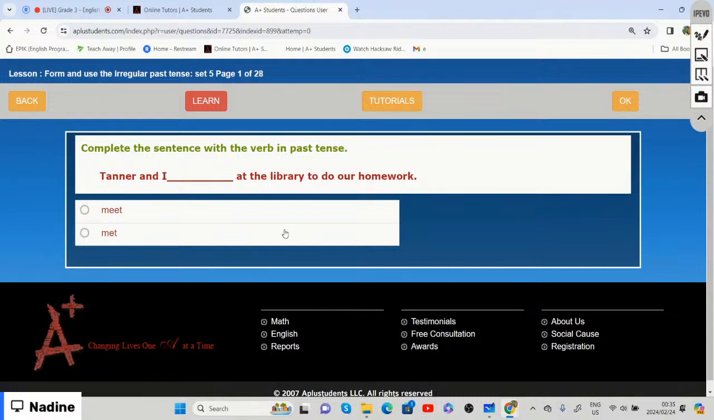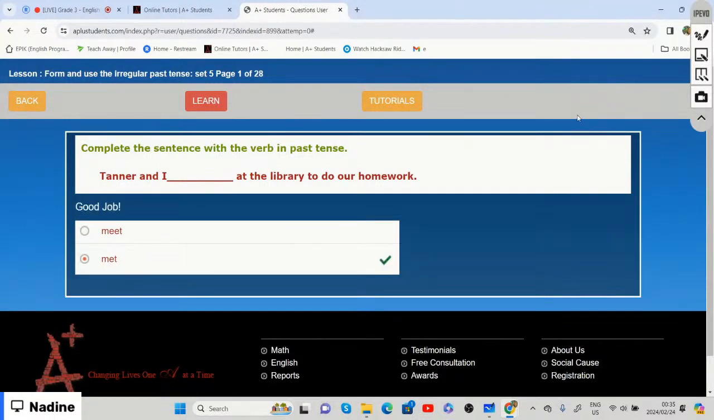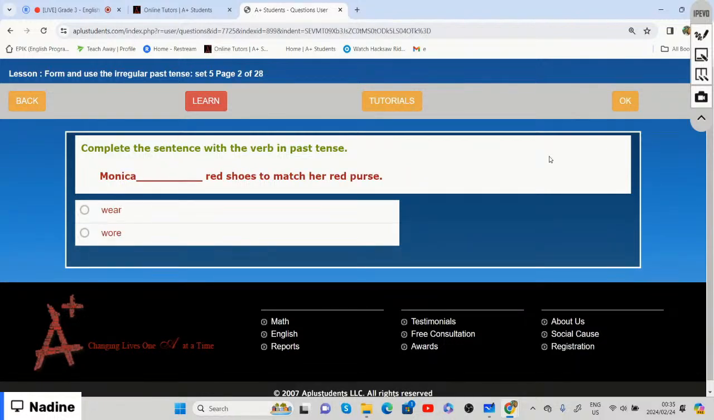Tana and I meet at the library, or Tana and I met at the library. This is the irregular past tense. All right. So we will then say Tana and I met at the library to do our homework. And met is correct. So well done. Met is correct.